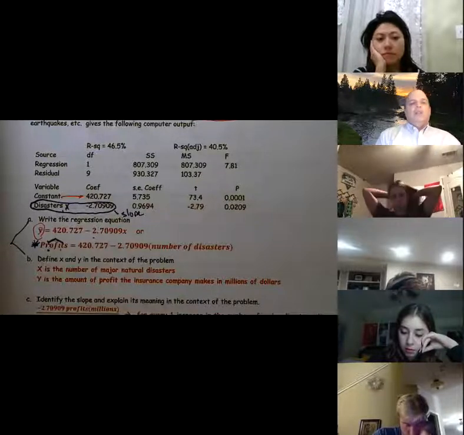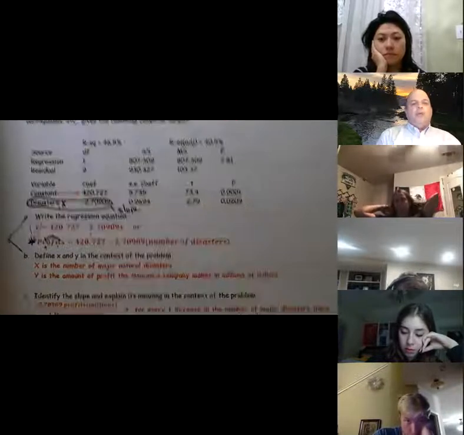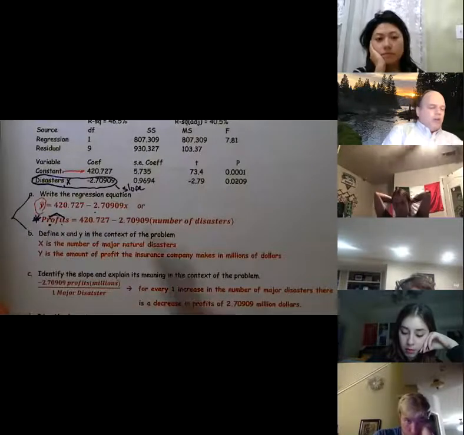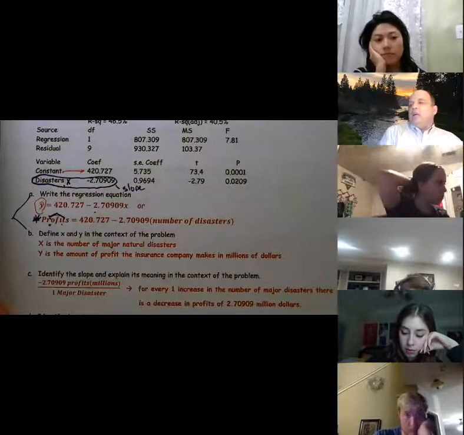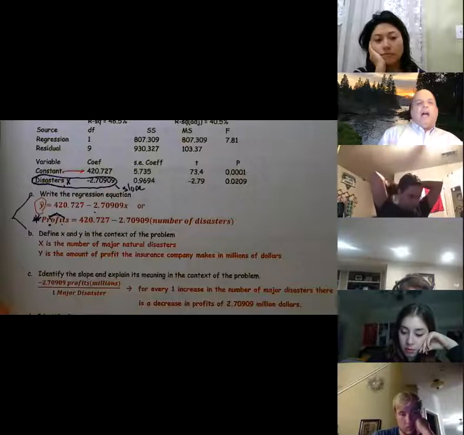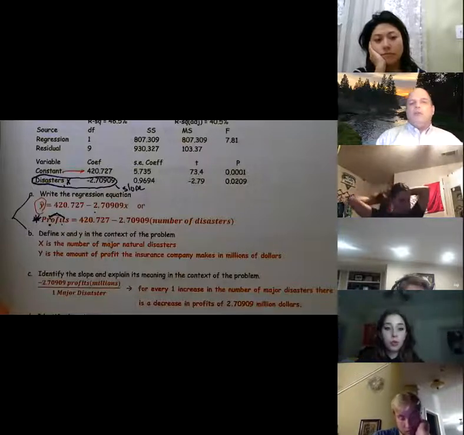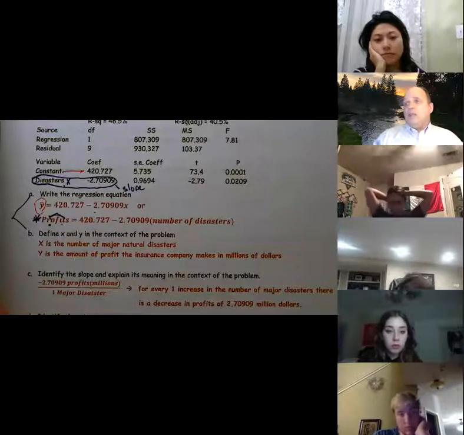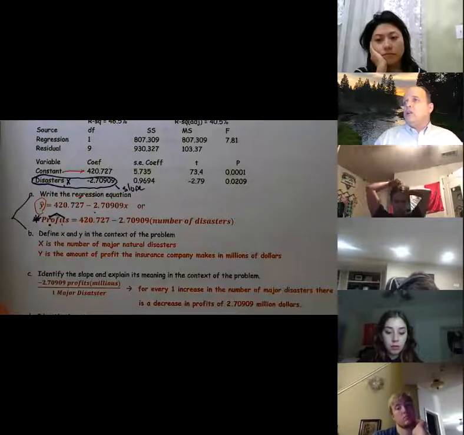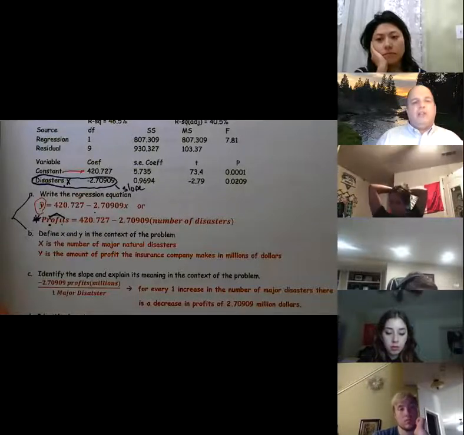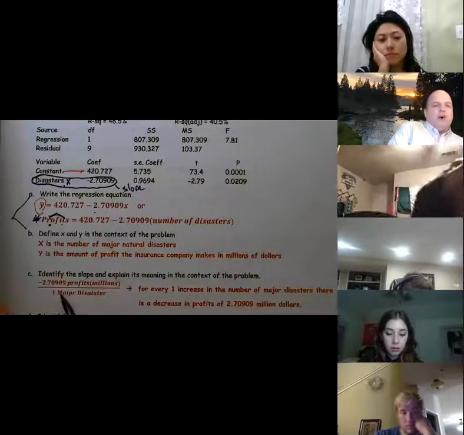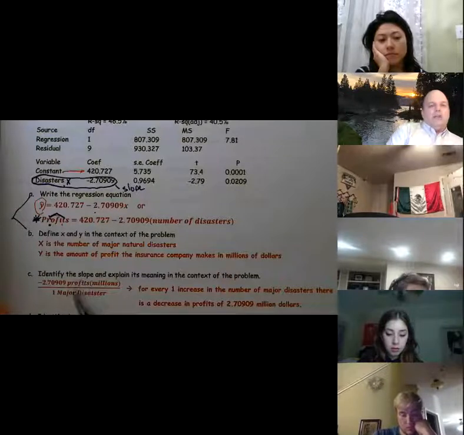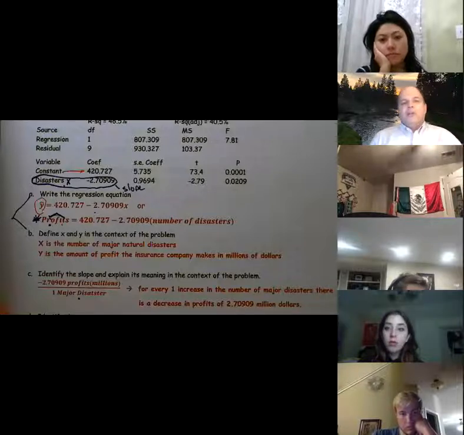All right. The next thing says identify the slope. Well, we did identify the slope. We've already circled it in at negative 2.70909, and I highly recommend that you do this, even on the multiple choice. I'm just going to tell you, I've seen so many students make a careless error on the multiple choice, and they would not have done it if they would have done this one simple thing. Put it over 1 and label it. So we have profits over major disaster.